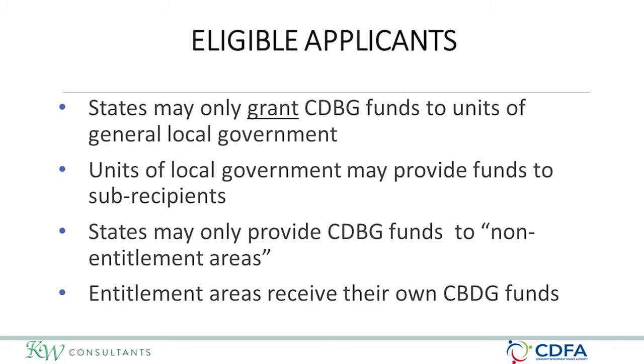States can also only provide their money to the non-entitlement areas, which are areas of the state that are not considered a CDBG entitlement, who are not receiving funds directly from HUD. In New Hampshire, Manchester, Nashua, Portsmouth, Dover, and Rochester are all considered entitlements and receive their funds directly from HUD. Therefore, they're not able to apply to the New Hampshire CDFA Community Development Block Grant Program.